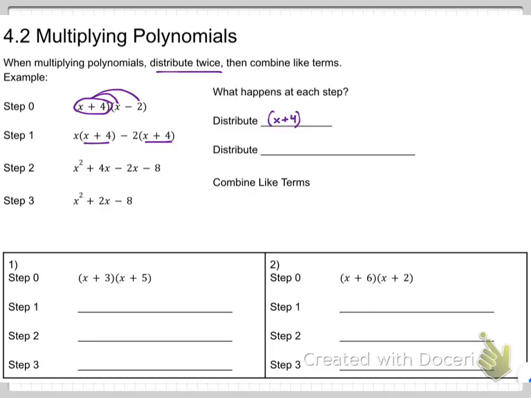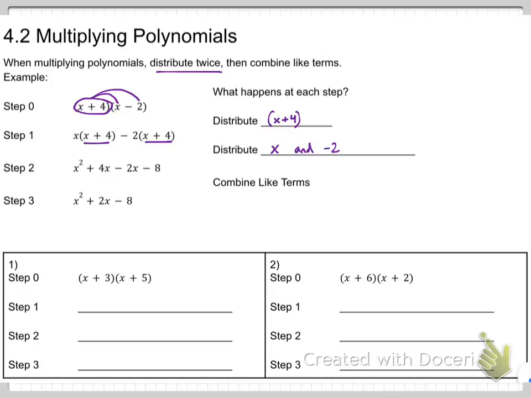Now that we distributed the x plus 4, we're going to distribute each of the other parts. But before I move on, I want you to notice those two things in parentheses are always the same. If they are not the same, we've done something wrong. So the two things in parentheses at this stage must be identical because we distributed the same thing to each of them.